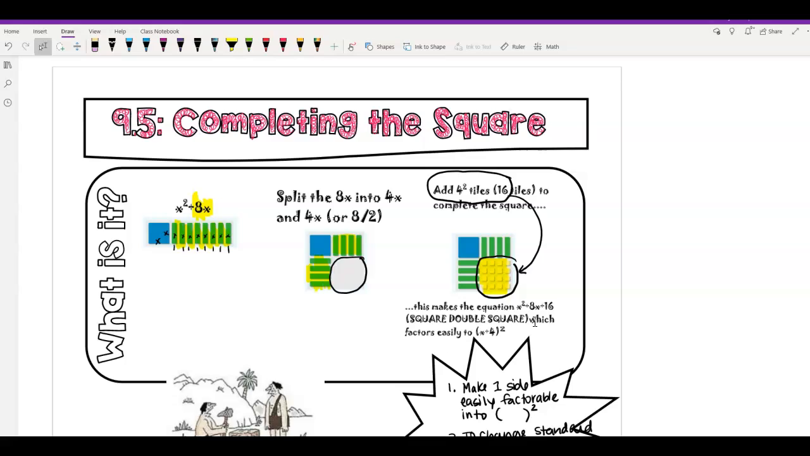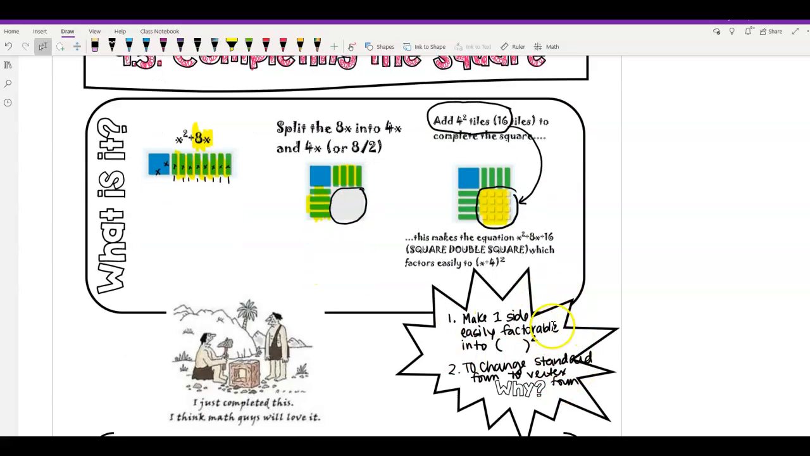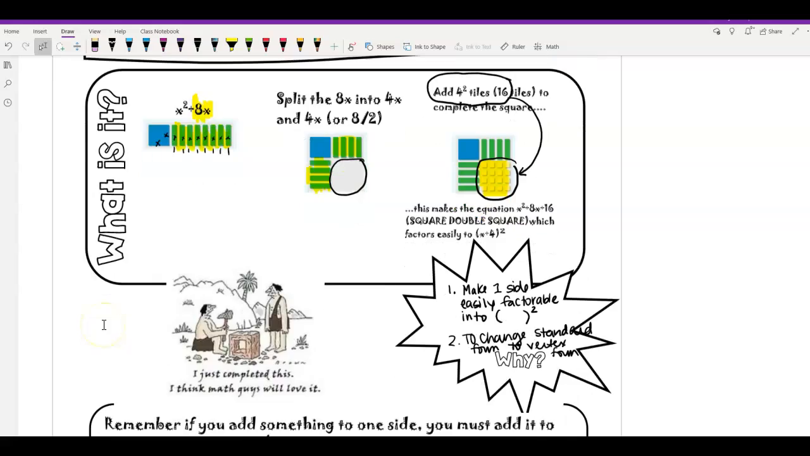So again, why are we doing this? Well, first we want to make it easily factorable. That way we can solve it. This was an alternative to quadratic formula. And we can also use completing the square to change from standard to vertex form. All right, so what are the steps for completing the square? Can you lay them out for me, basically, is what we're trying to think about here.